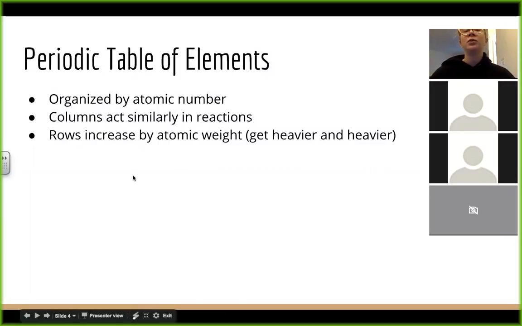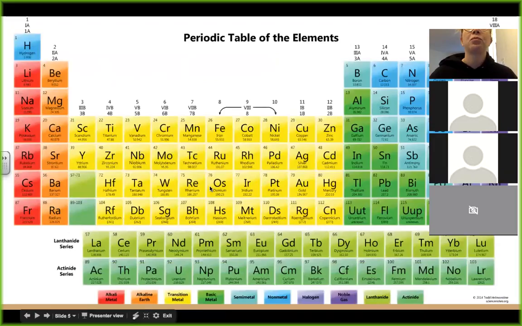And then rows, so going across, it increases by atomic weight. So the elements get heavier and heavier as you go across. There's some other general trends. We're not too concerned with learning about all of them. When you take chemistry, you're going to learn everything you ever wanted to know about the periodic table.